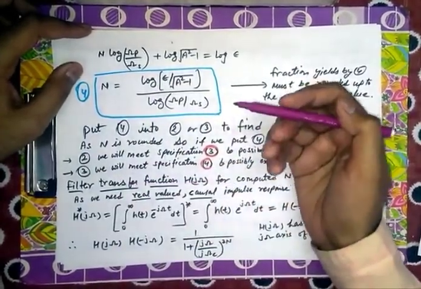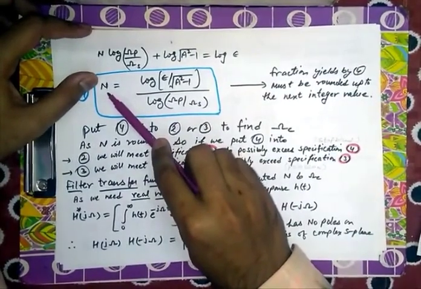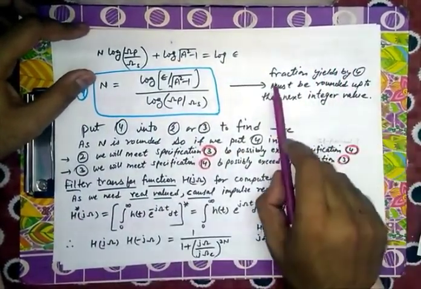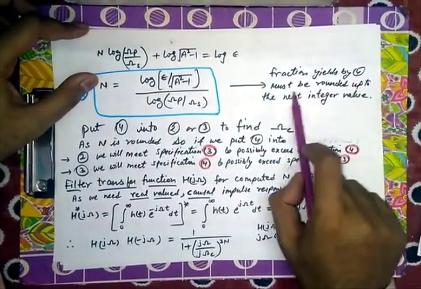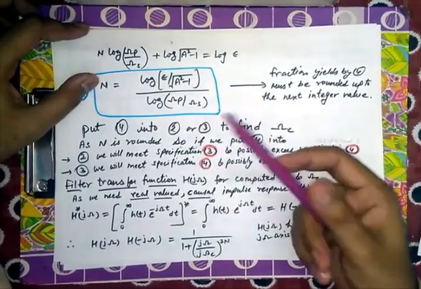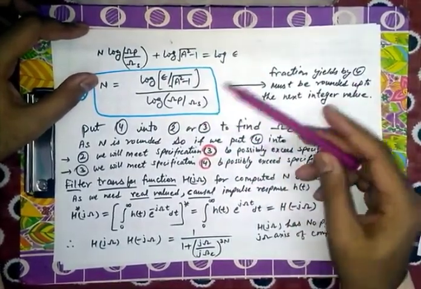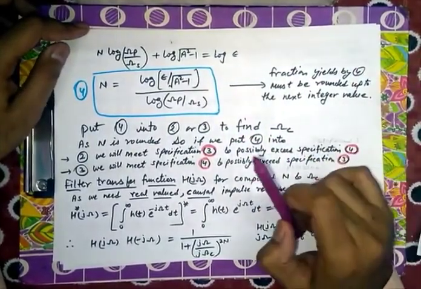By solving equation number 2 and equation number 3, we have the value of n, that is, the order of the filter. Now it will obviously be a fraction. So this fraction yielded by equation number 4 must be rounded up to the next integer value. If it is 1.4, it will be considered 2. If it is 2.3, it will be considered 3. It must be rounded up to the next integer value.